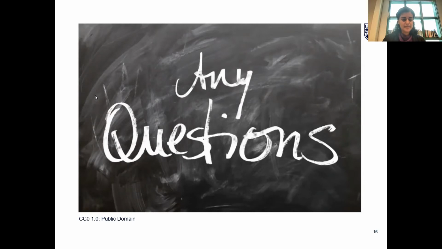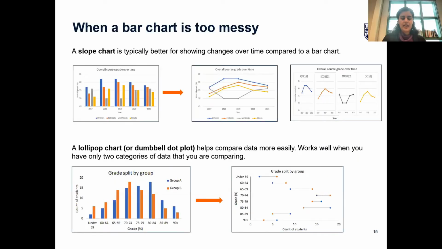Can you clarify with that line chart over time for different years, the grades one as an example, that data probably wouldn't be considered continuous, and so should those really be connected as a line chart? Yeah, a great question.